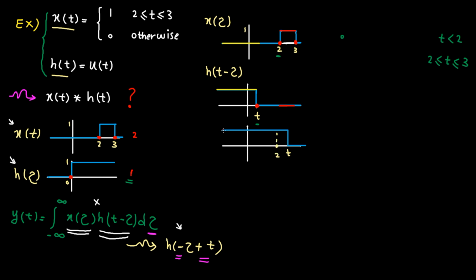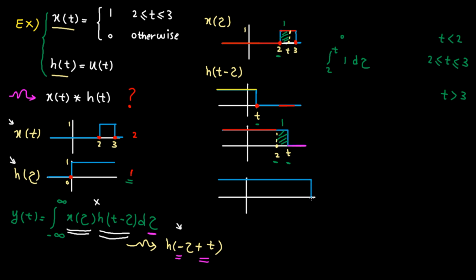In this case, this non-zero part is multiplied by 0 here, so the product is 0. Also, h is 0 for all the points beyond t. Therefore, here is the only box where the product between x and h is non-zero. So the integral is non-zero from 2 to t. In this window, x is 1 and h is 1. So the product is 1. Here we go. The last scenario that we can consider is when t is greater than 3.